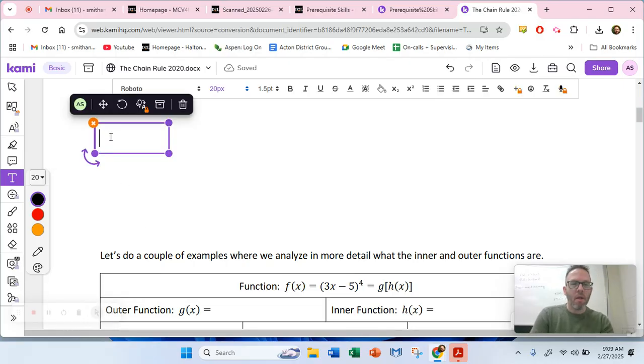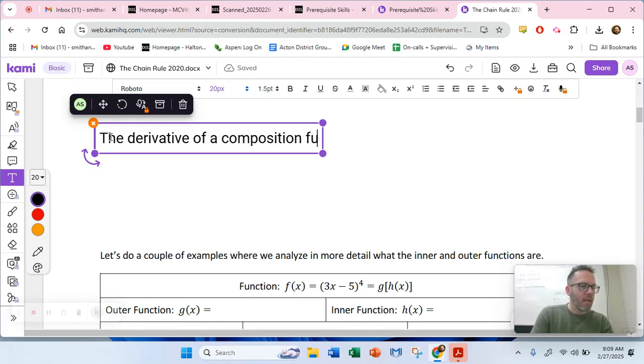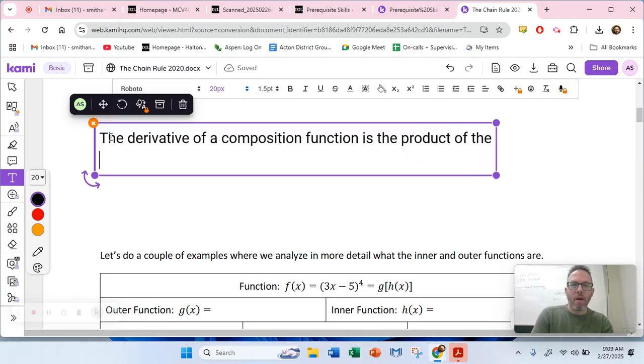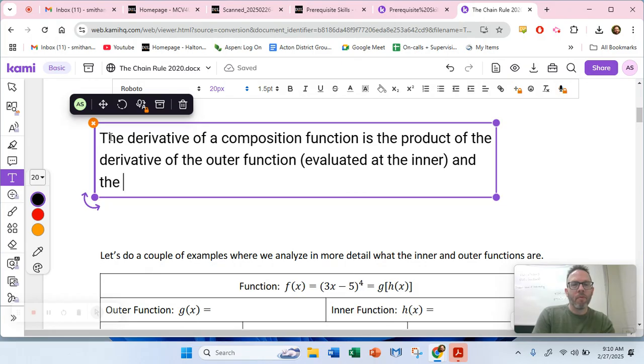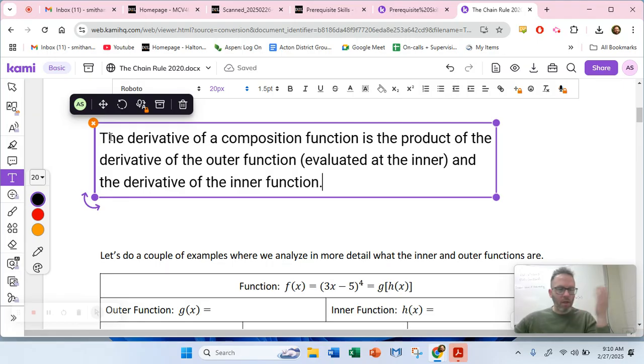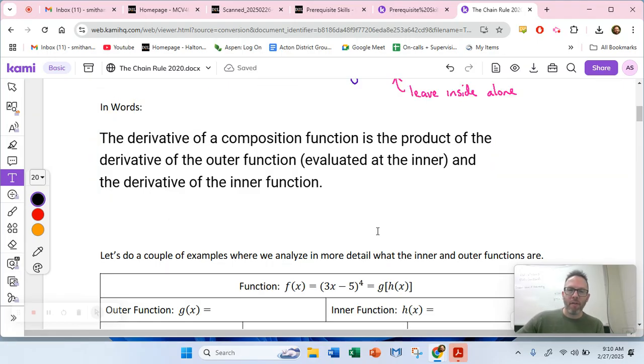The derivative of a composite function is the product of the derivative of the outer function, evaluated at the inner, which is a fancy way of saying you take the derivative of the outer function but you leave the inside alone, and the derivative of the inner function. You multiply by the derivative of what's on the inside.